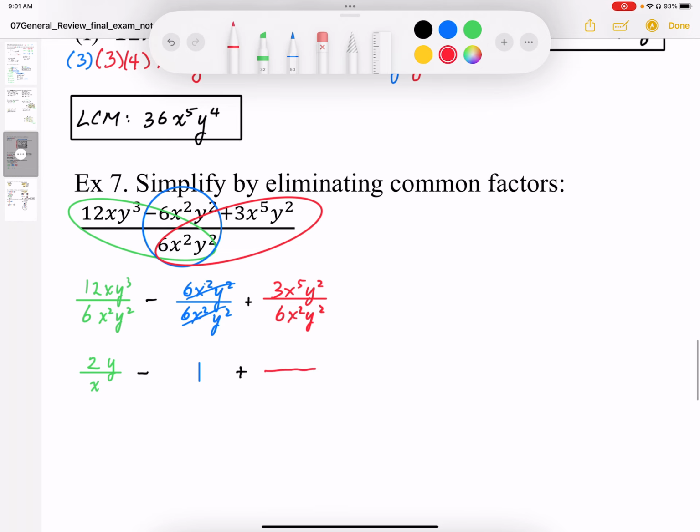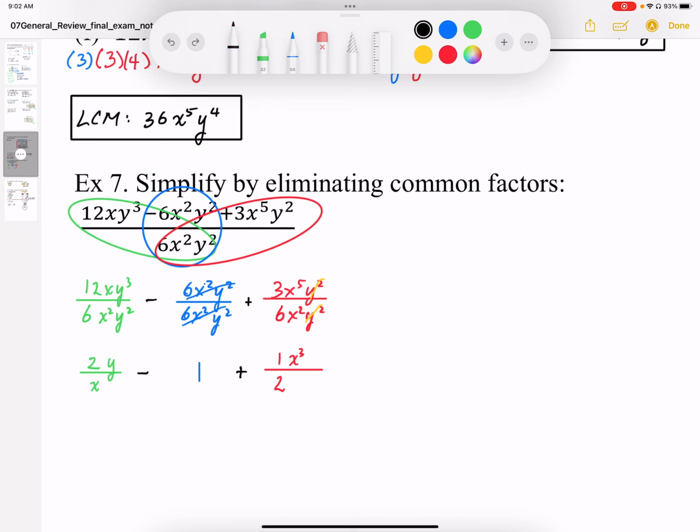For the red part here, we have 3 over 6 simplifies to 1 over 2. x to the 5 over x squared is x cubed. On top, the y squared cancels with the y squared. Okay, that's going to be left with 1. We don't need to write the times 1, just like we don't really need this times 1 here either. But that's going to be left with x cubed on top, 2 on bottom.